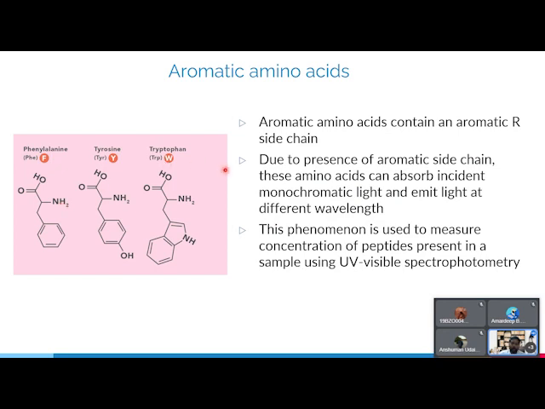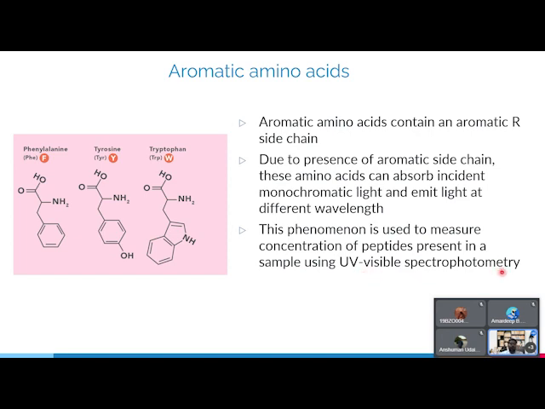Aromatic amino acids are ones which have an aromatic side chain, as you can see right here. Phenylalanine, tyrosine, and tryptophan, all three of them have an aromatic side chain. Due to the presence of the aromatic side chain, these amino acids can absorb incident monochromatic light and emit light at a different wavelength. So these amino acids can absorb the UV spectra of light and emit in the visible spectra. That is why, using this phenomenon, it is very easy to measure the concentration of peptides present in a sample using a UV visible spectrophotometer.